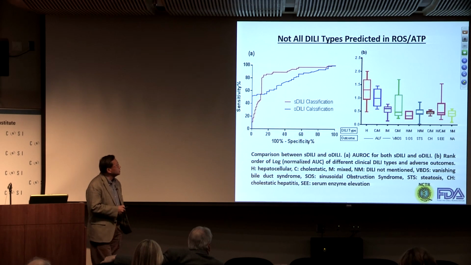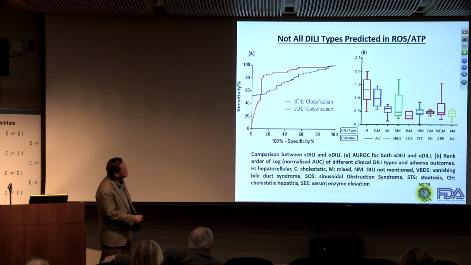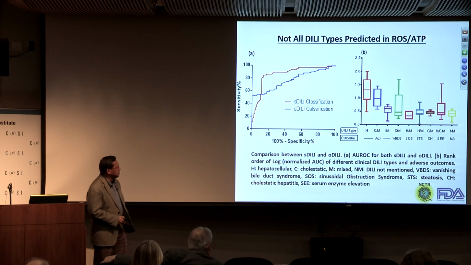So the same thing there, you can see that the ROS ATP is performing better in the severe DD annotation or classification, but not in the overall DD classification, because you can see all these overall DD, BVDS, SOS, STS, cholestasis, hepatitis, they are not involved with the ROS ATP, but only the severe DD and the immune-mediated severe DD drugs.